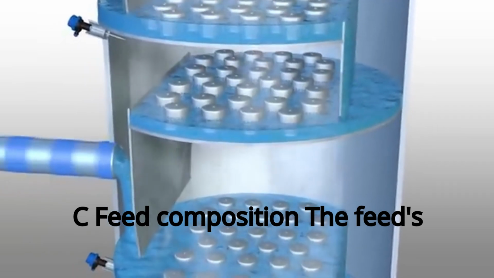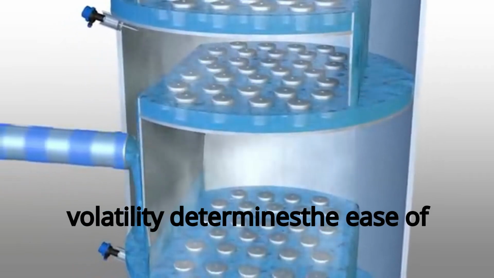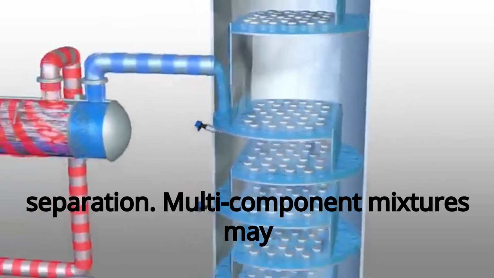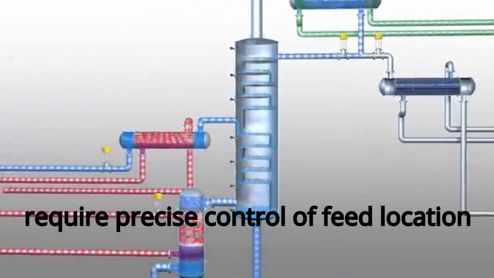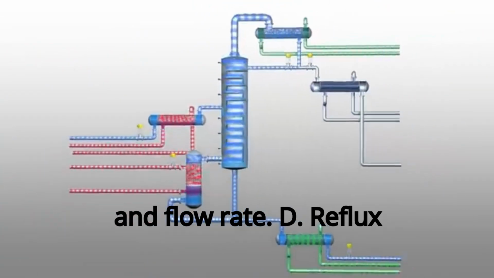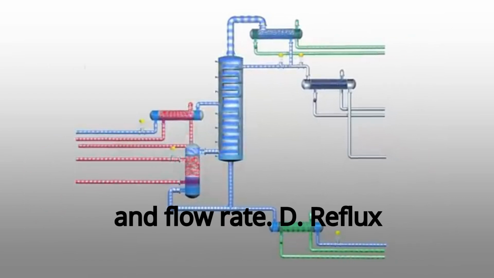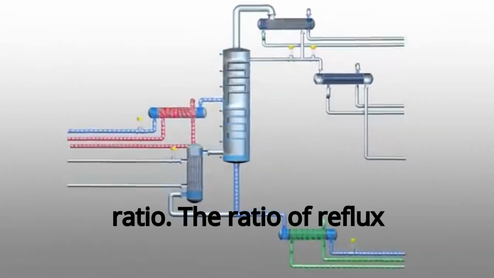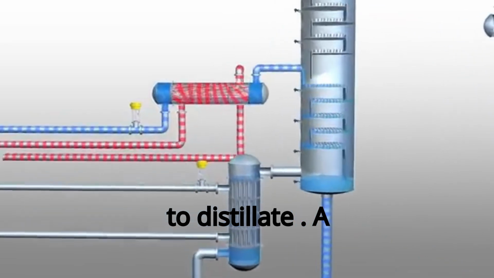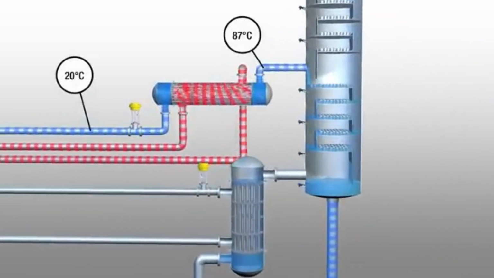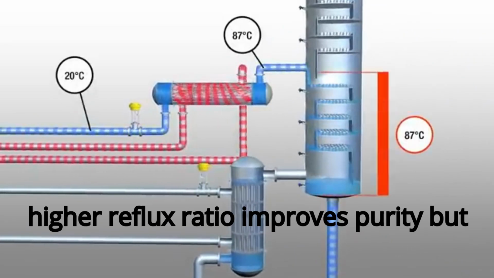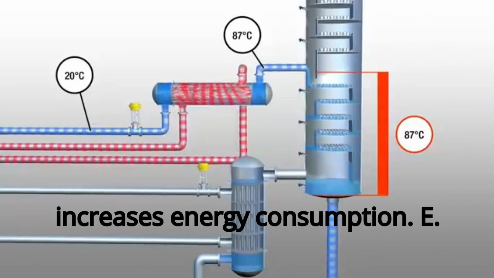C. Feed composition. The feed's volatility determines the ease of separation. Multi-component mixtures may require precise control of feed location and flow rate. D. Reflux ratio. The ratio of reflux, return liquid, to distillate, collected product. A higher reflux ratio improves purity but increases energy consumption.